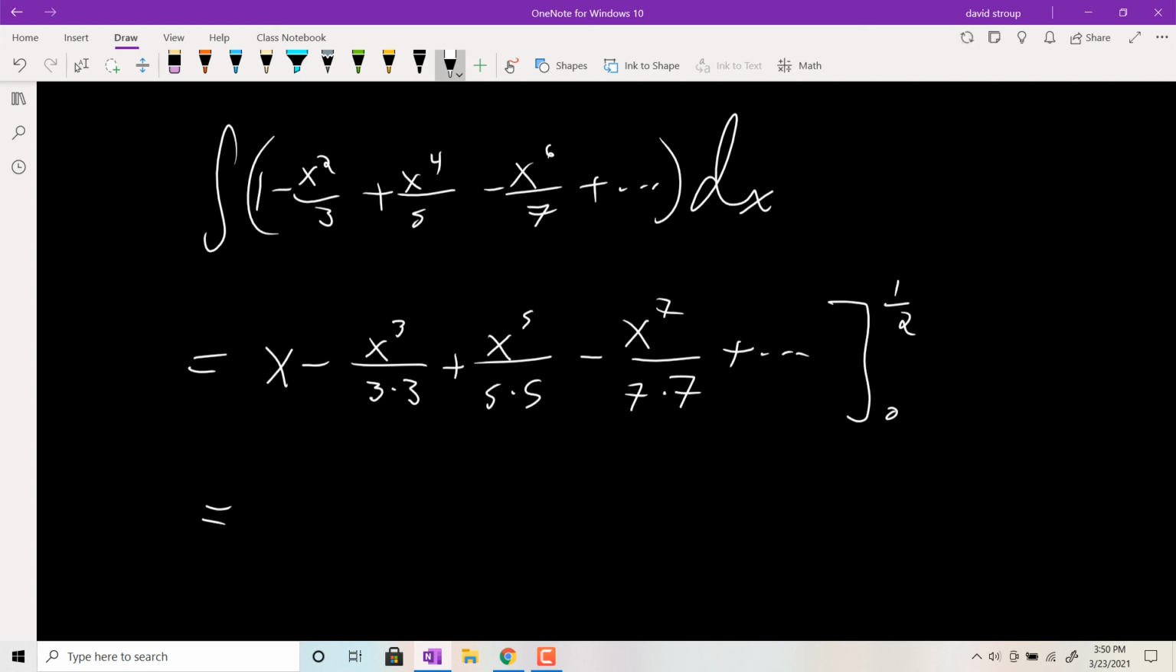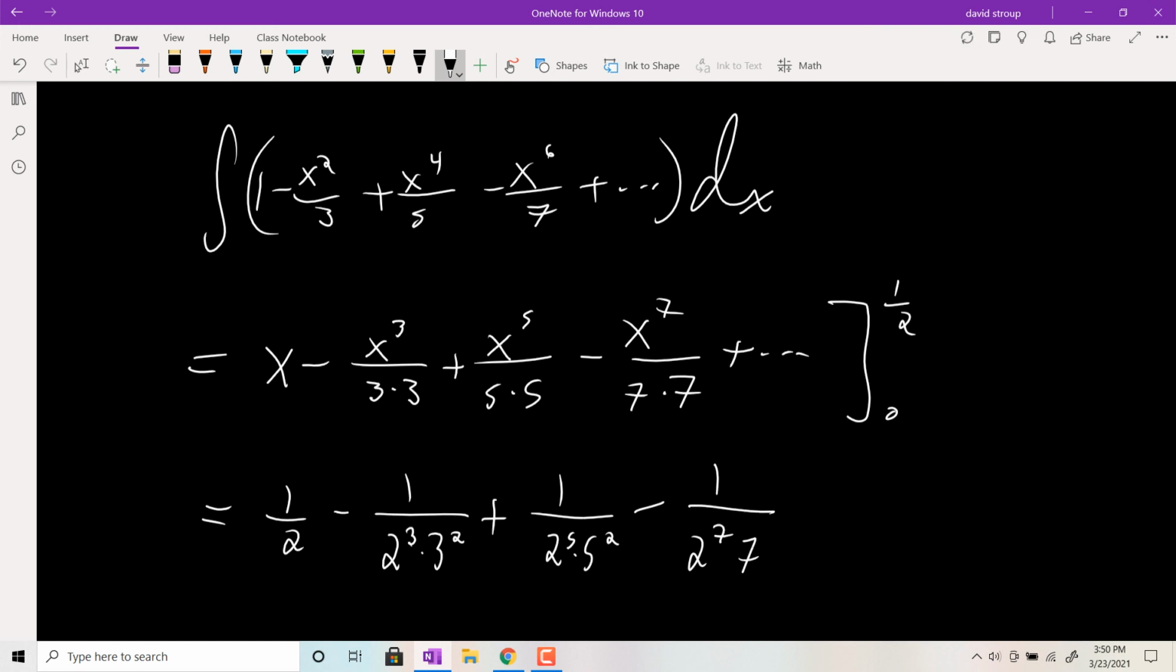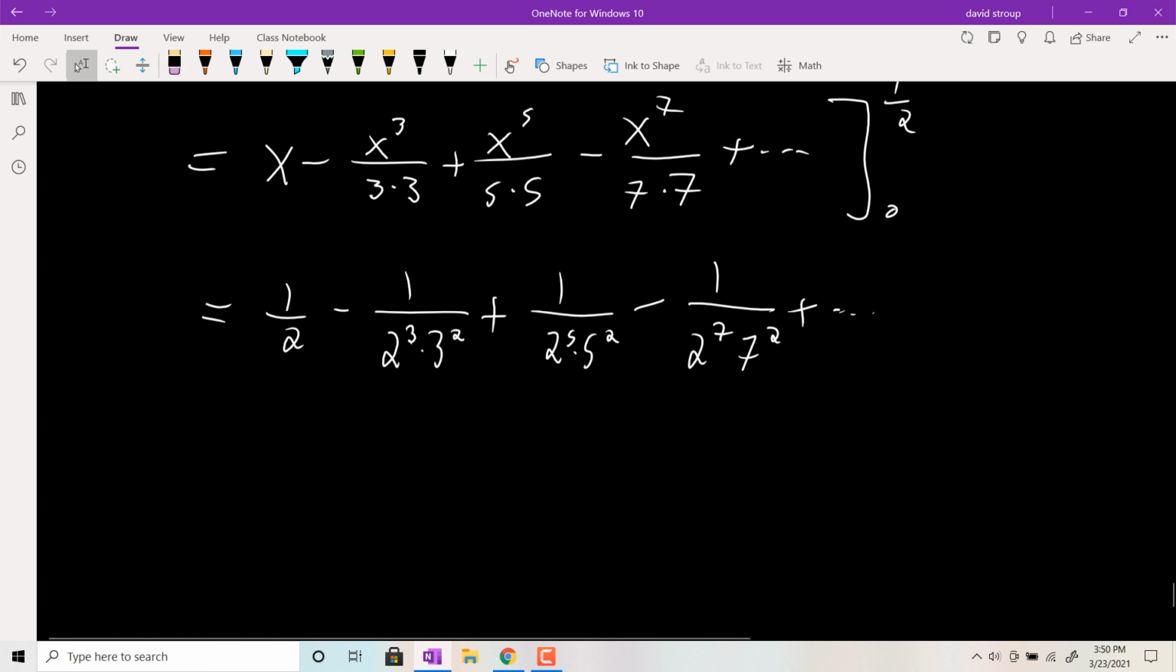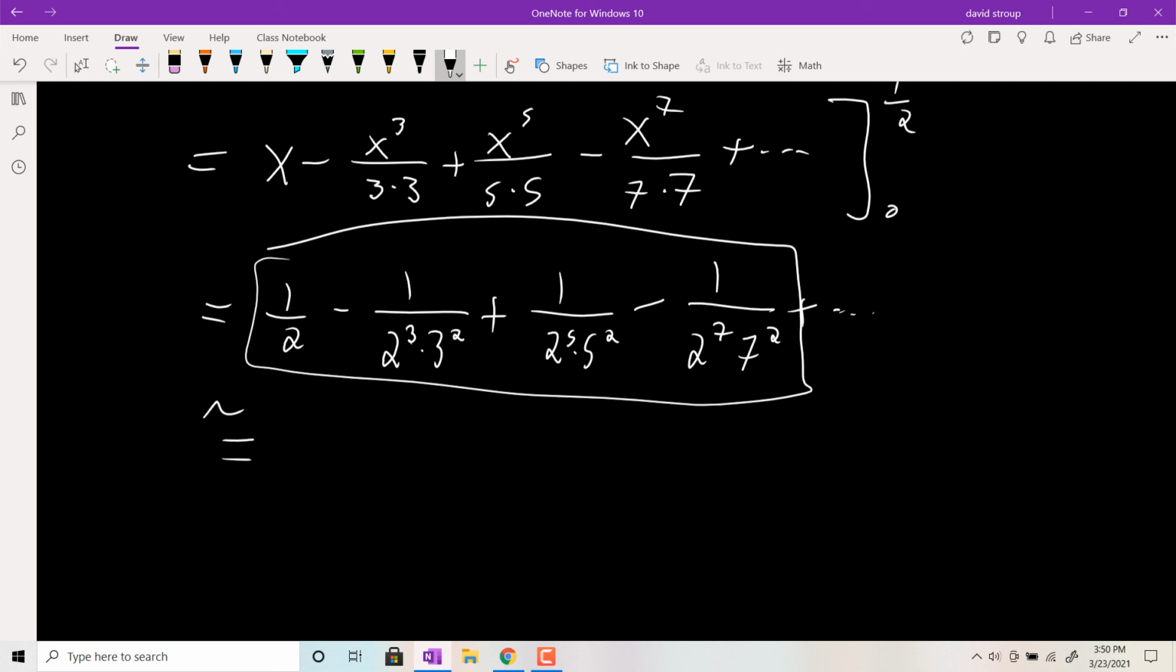So when you plug in 1/2, you're going to get 1 all over 2 minus 1 all over, it being what? 2 cubed times 3 squared, plus 1 all over 2 to the 5th times 5 squared. Ain't that a weird pattern? Minus 1 all over 2 to the 7 times 7 squared, and so on. When you plug in 0 to all that, it'll all be 0. So basically you got it there. And then just do your approximation based off these first 4 terms. So you go to your calculator and you should get 0.4872.